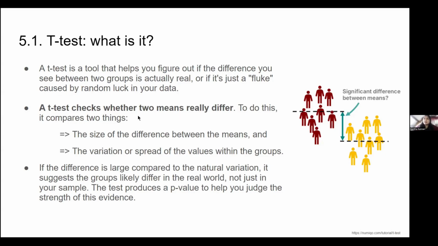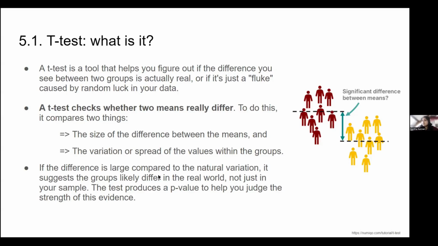To do this, it compares two things: the size of the difference between the means, and the variation or spread of the values within the group. This value of course varies a lot, and it also varies from the mean itself. Say this is a group tested with drug red, and this is a group tested with drug yellow, and there is a difference between them. This is the most basic test, because the basic thing in most data sets is finding the mean: you get the average, and then you compare these two averages.